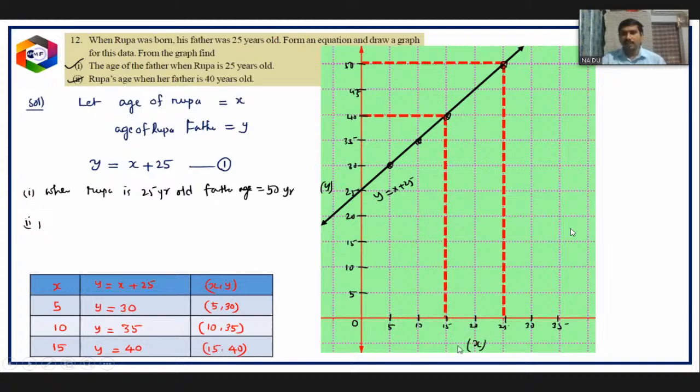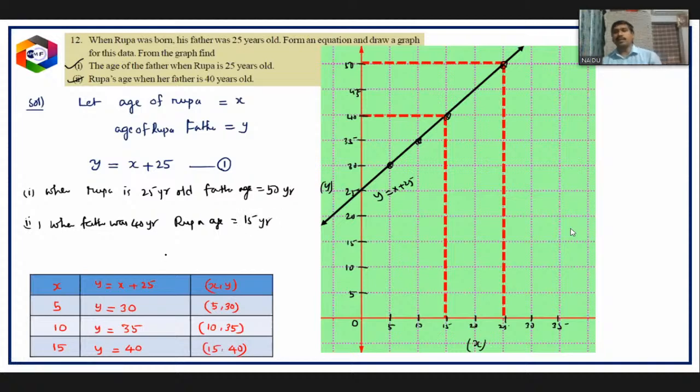So now it is clearly intersecting at 15. So it is very easy. So no need of any calculation. From the graph we can know that when father was 40 years, then Rupa's age is equal to how many years? Yes, it is 15 years.